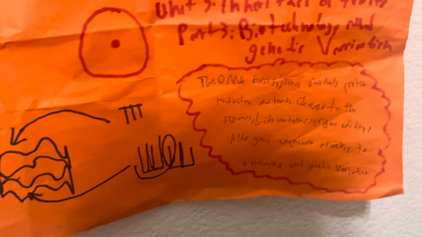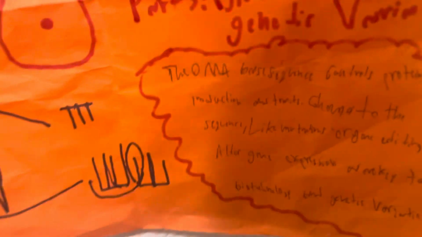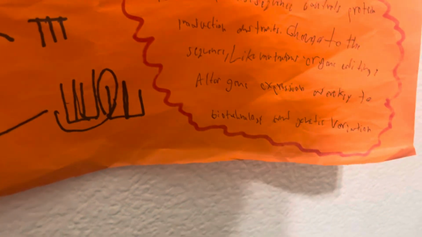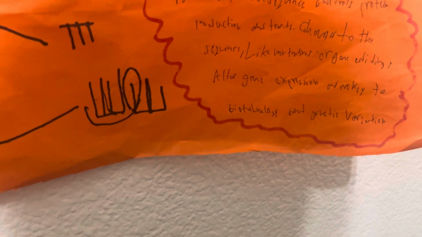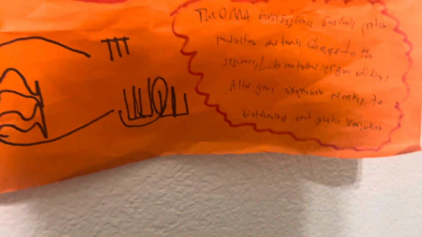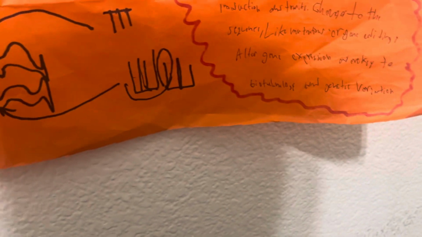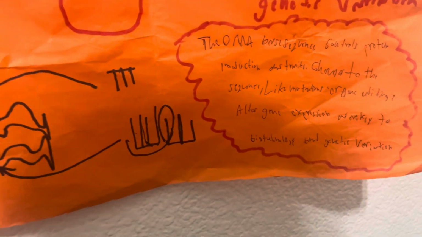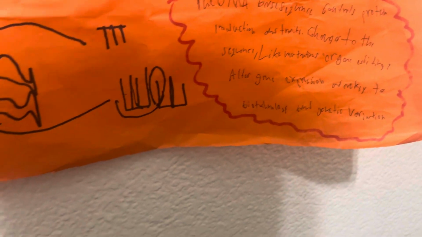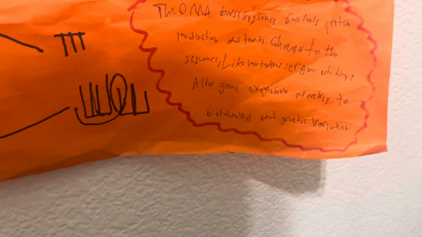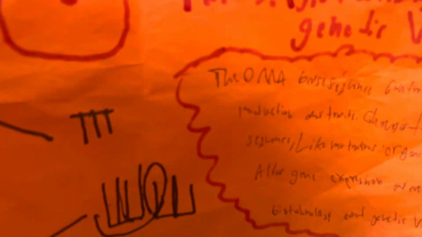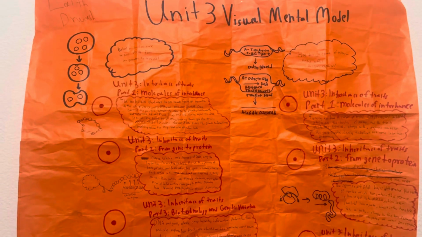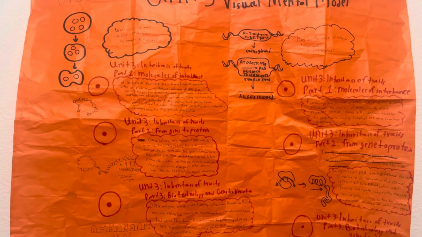And then for part 3, biotechnology and genetic variation, DNA bases control protein production and traits. Change the sequence, like mutations or gene editing, and you alter gene expression, which is key to biotechnology and genetic variation. This is mutations, sorry. And this is a little drawing I made for it. And this is my Unit 3 visual mental model project.